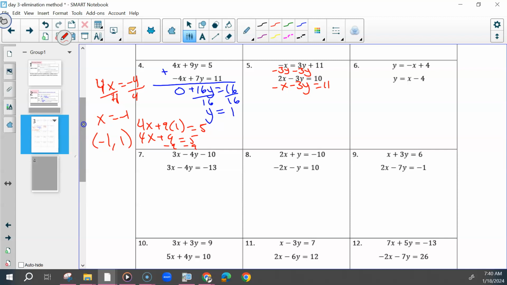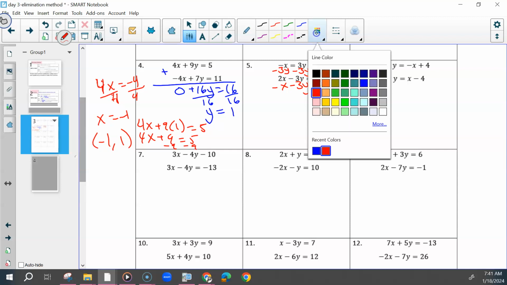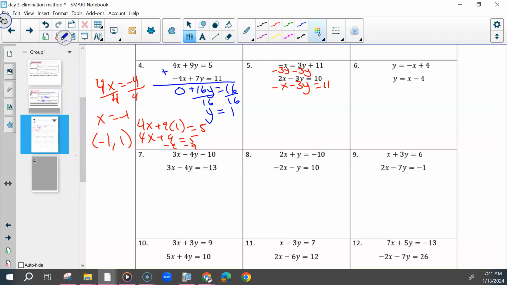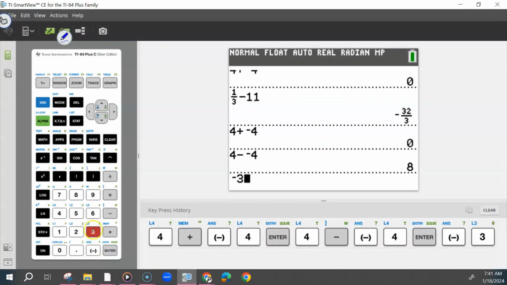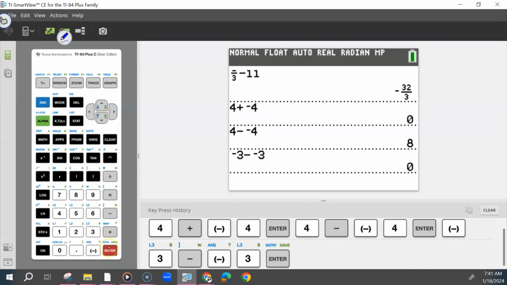I asked the wrong question. Which variable are we going to eliminate? X. Negative X. We could do that, but those don't have the common coefficient. Oh, Y does. So that would be the easier of the two. Would we add or subtract these? Subtract. And if you're not certain, again, you could check it. Negative 3 minus a negative 3 would give us 0.